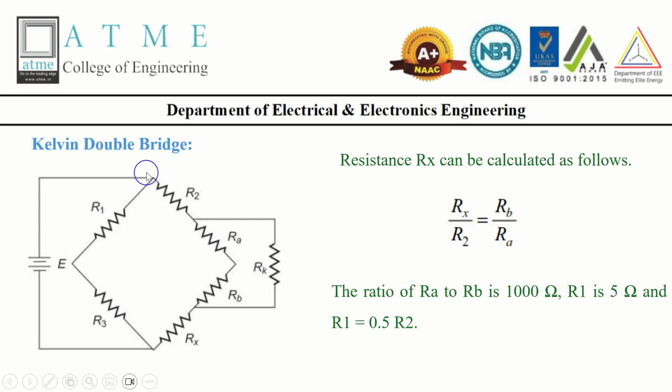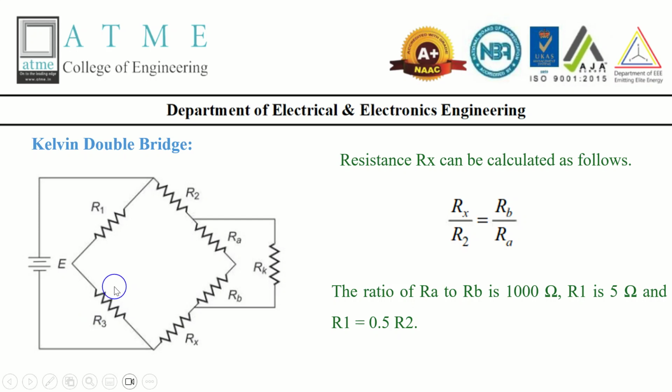Coming to the theory part, Kelvin's double bridge is a modified Wheatstone bridge that allows us to measure very low resistance. It includes additional resistance and a second bridge to compensate. Here we have a second bridge and an additional resistance, that is Rk. The lead resistance can affect the measurement of such low values.